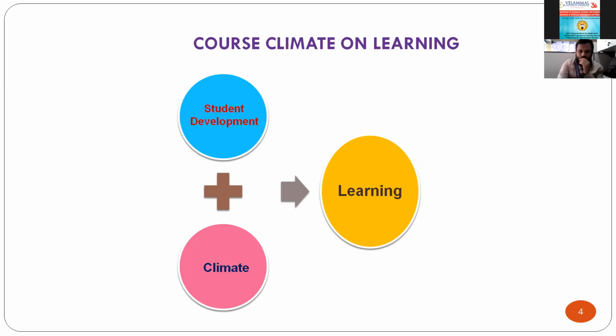Okay, so we should concentrate on this one. In this course climate on learning, we should concentrate on the location of the particular learners, the physical abilities of the particular learners, and the psychological abilities of the particular learners. Combined, they finally come together as learning. So when we have designed a particular course, we should concentrate on this. That is called course climate on learning.